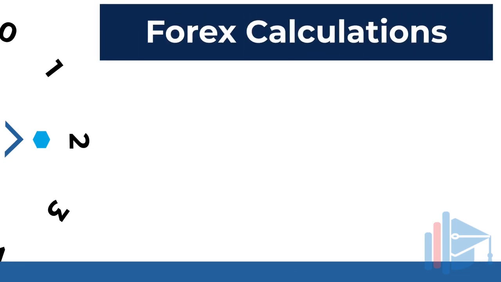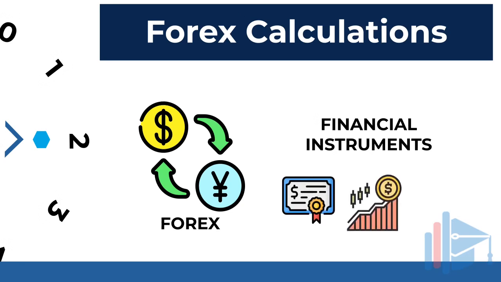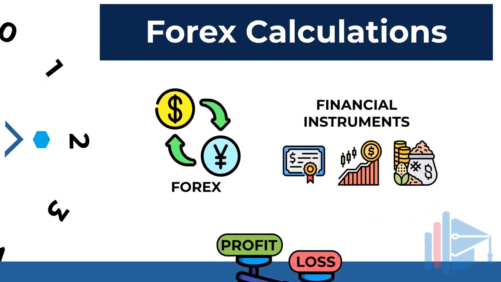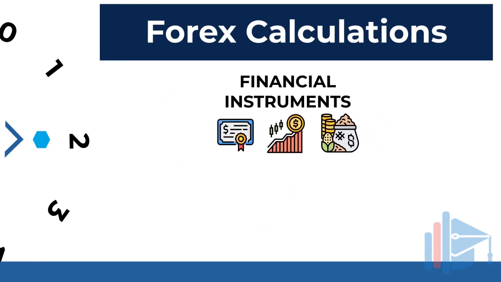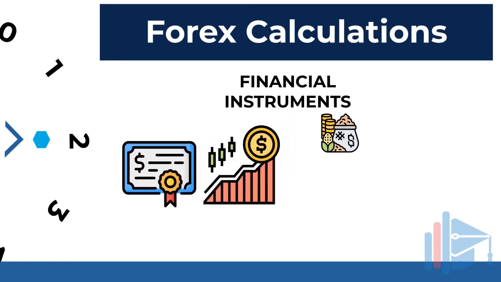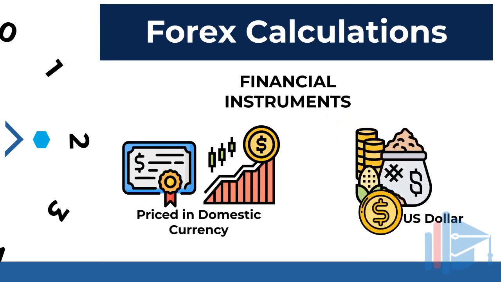One of the key differences between trading Forex and other financial instruments, such as bonds, stocks, or commodities, lies in how profits and losses are accounted for. Most financial instruments are priced in the currency to which they are issued. For example, stocks and bonds are typically priced in the domestic currency of the issuing country, and commodities are often priced in US dollars globally.